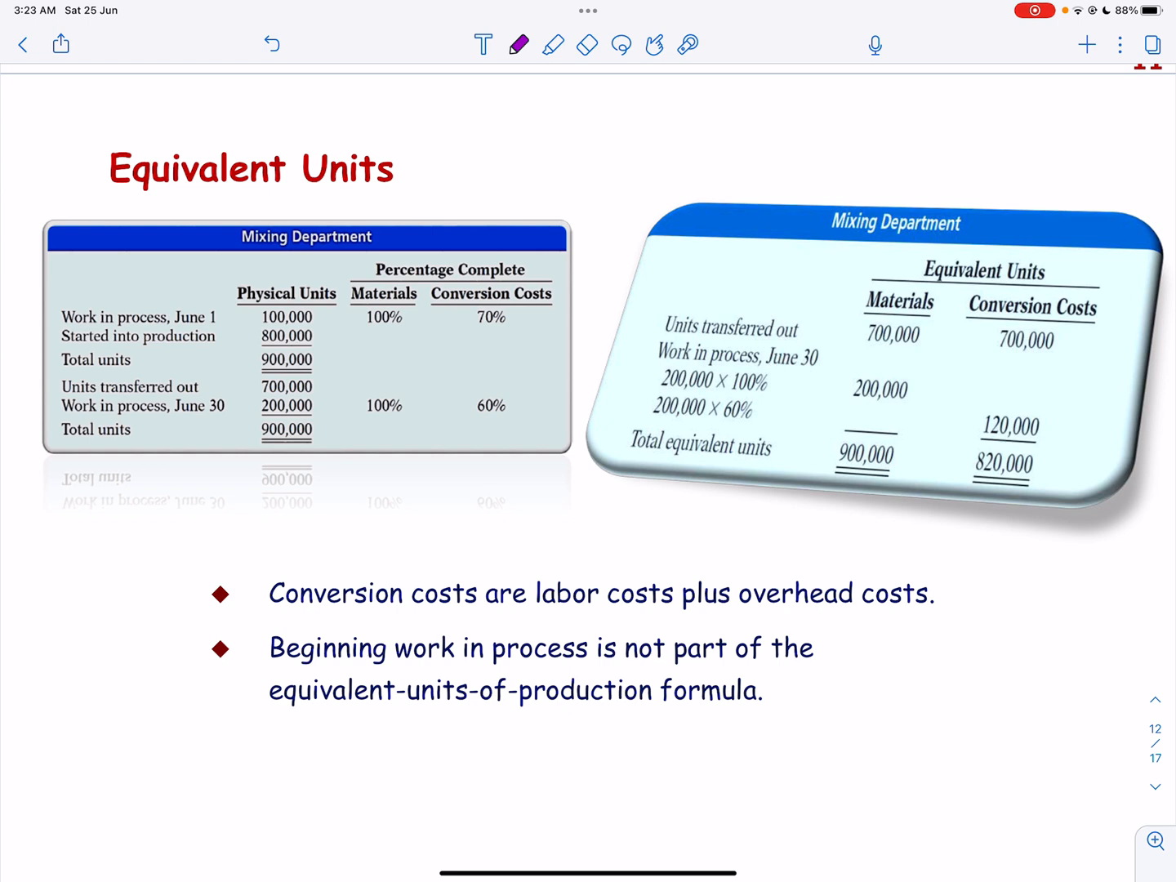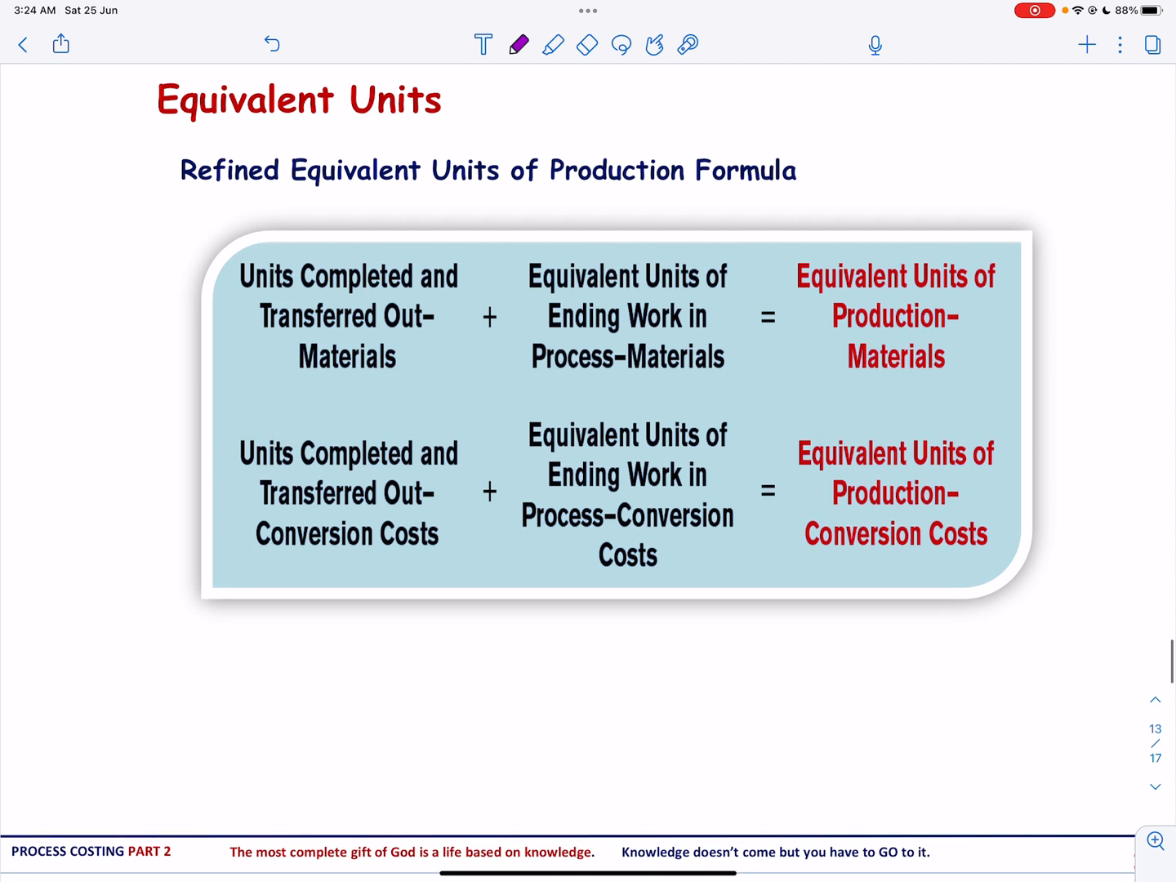In computing equivalent units, the beginning work in process is not part of the equivalent units of production formula. The units transferred out to the baking department are fully complete as to both material and conversion, that is 700,000 transferred out. So we have 7,000 over here. The ending work in process is fully complete as to material, so we have 200,000, and 60% for the conversion. So 60% of 200,000 is 120,000. We therefore need to make two equivalent unit computations, one for the material and the other for the conversion cost, and the formula is given over here. This is for the production material and this is for the conversion cost.